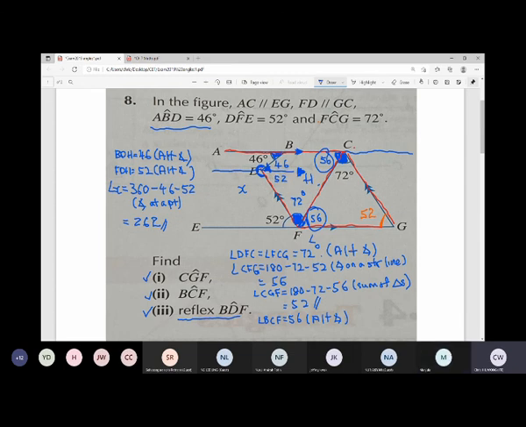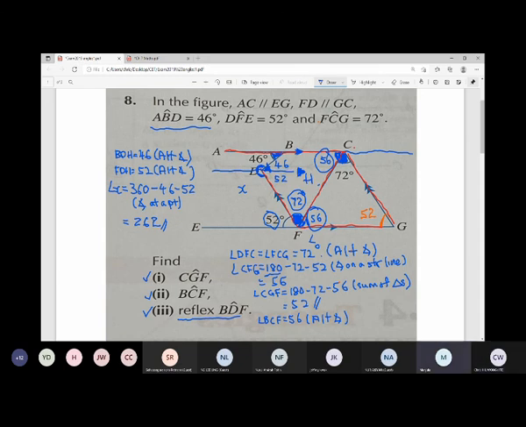Oh, why is it CFG? Because I'm using 180, which is actually 180 minus 52. To get CFG, I need to minus this. And this is angle on the straight line, isn't it?